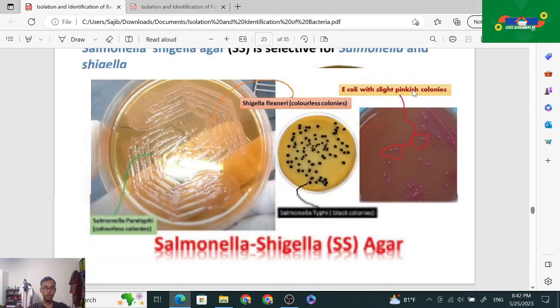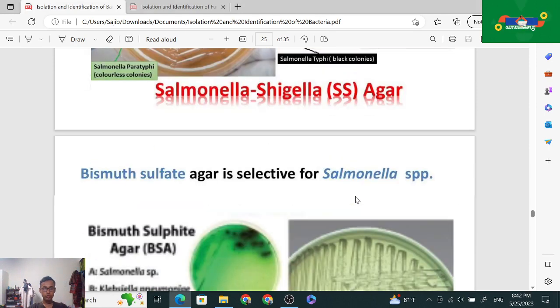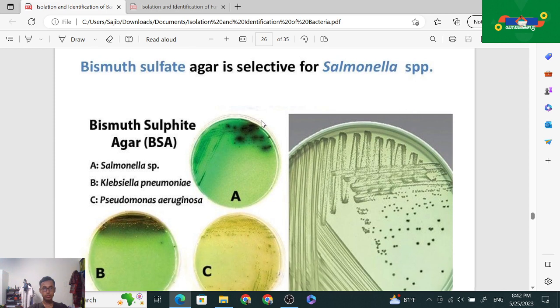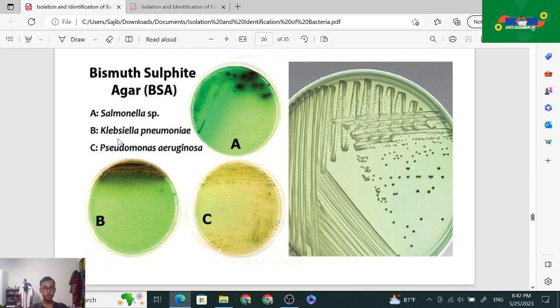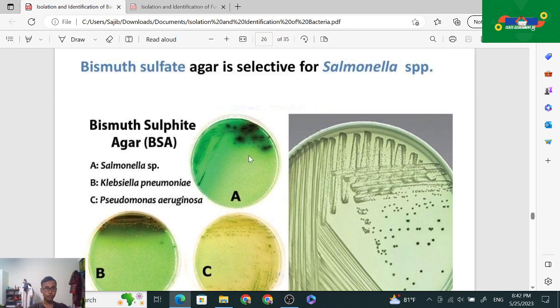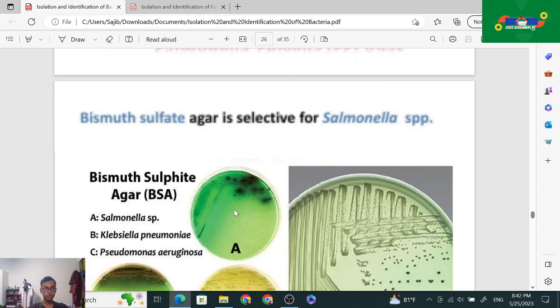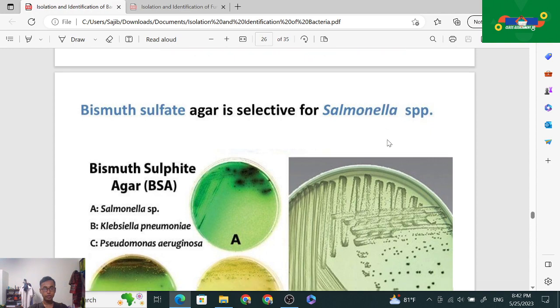Then Salmonella Shigella SS agar, and bismuth sulfite agar is selective for Salmonella spp. Then bismuth sulfite agar, BSA, Salmonella spp., then Klebsiella pneumoniae, then Pseudomonas aeruginosa. These are the three we can see here, 1, 2, and 3. Then A, B, C we have denoted here. Then bismuth sulfite agar is selective for Salmonella spp.